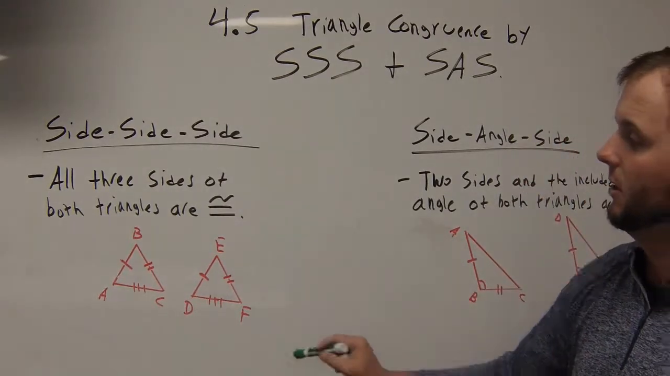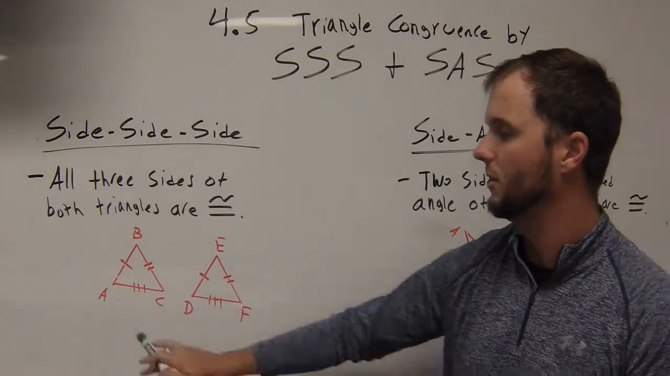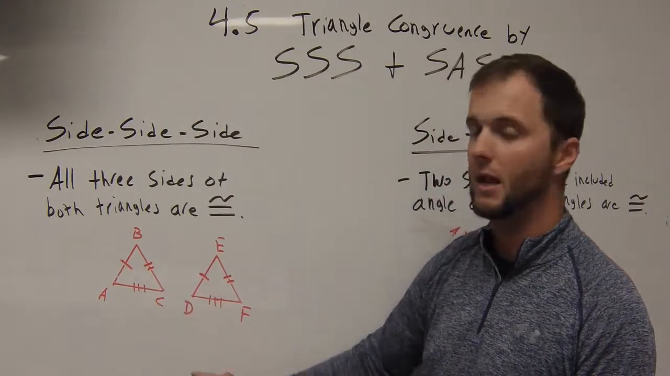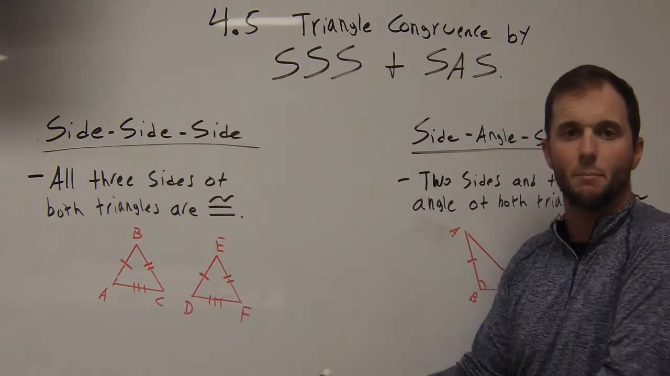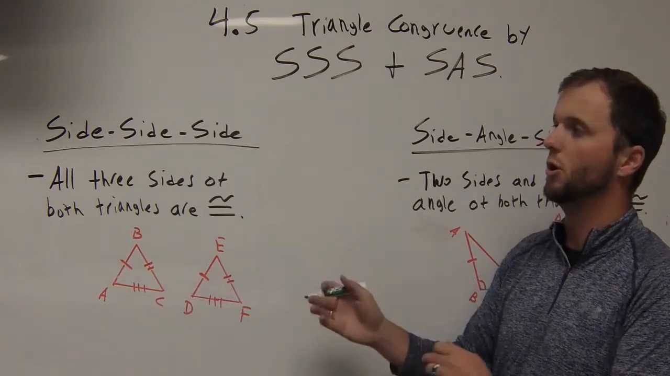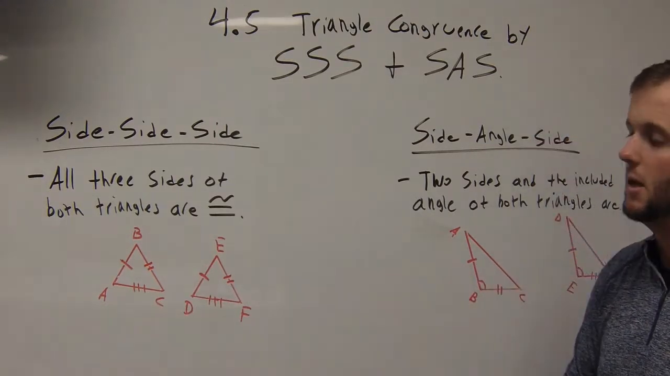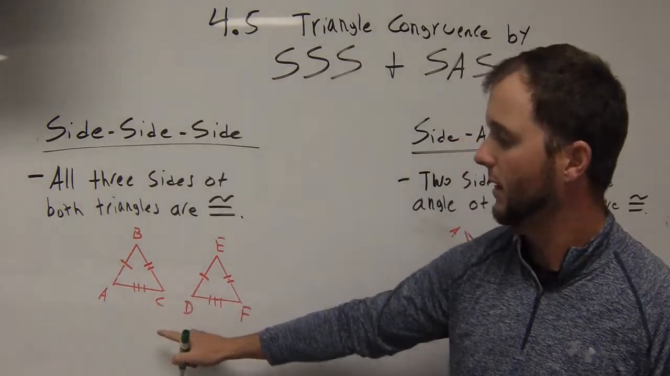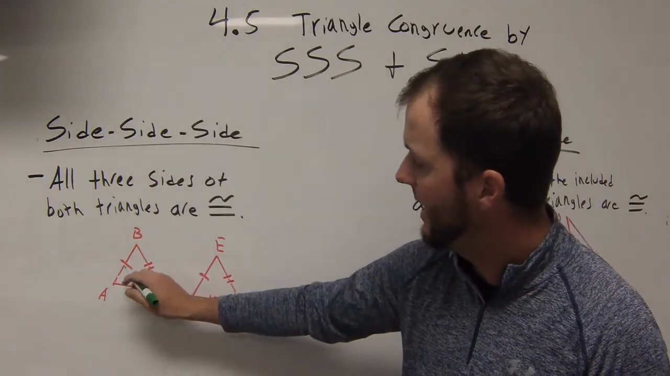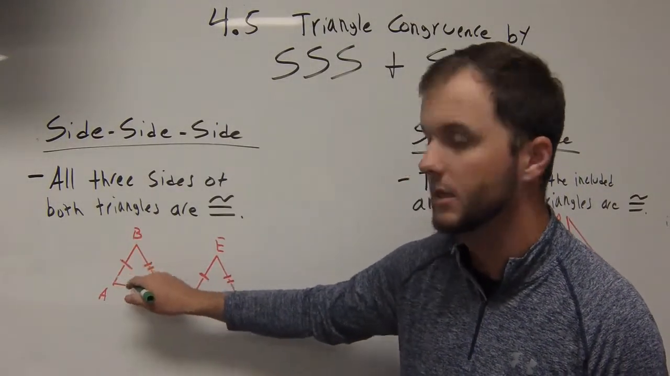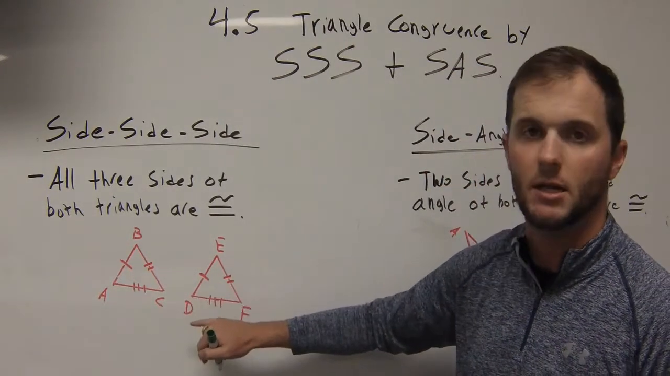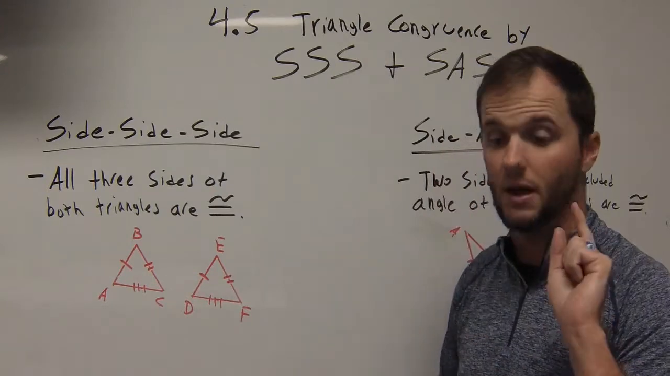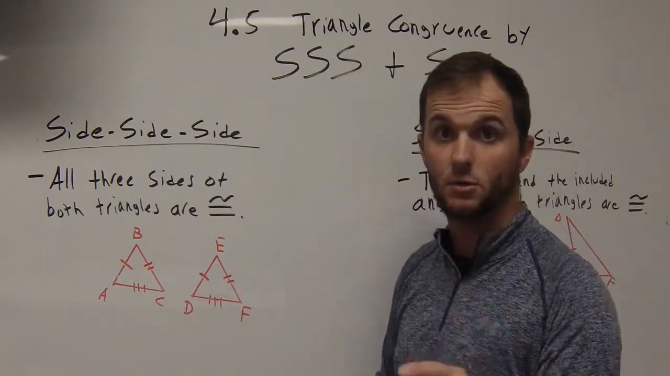Looking at these two triangles, I have triangle ABC and triangle DEF. I'm going to try to prove if these two triangles are congruent by side, side, side. Let's look at the first one here. Looking at side AB, it has one notch on it, and side DE over here has one notch on it. So that's one side on each triangle that's congruent to each other.